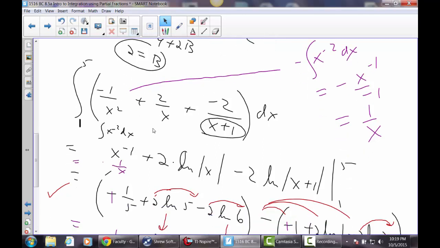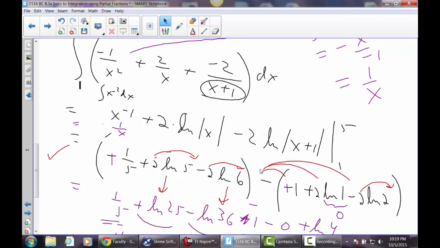We're now integrating that. This is the integral of x to the negative 2, but you have a negative, so it's x to the negative 1 over negative 1, but you have a negative, so it'll become positive. This is 2 ln absolute value of x. Here, let u equal x plus 1, your derivative is dx, so it's negative 2 ln.